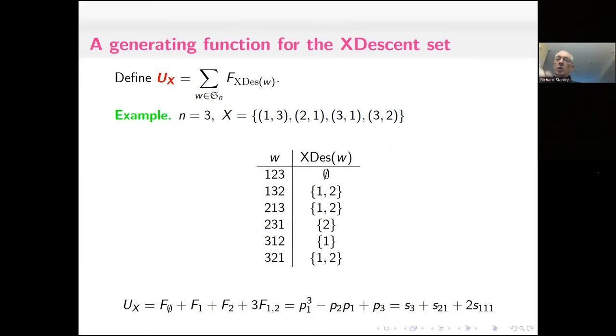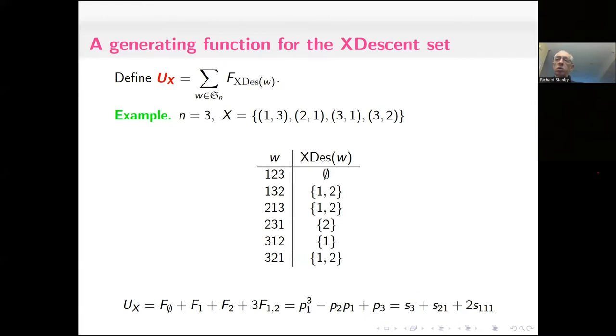Well, in general, a linear combination of quasi-symmetric functions will not be a symmetric function, but here it turns out it is a symmetric function. It's an integer combination of power sum symmetric functions. And it's, in fact, Schur positive. It's a positive linear combination of Schur functions.